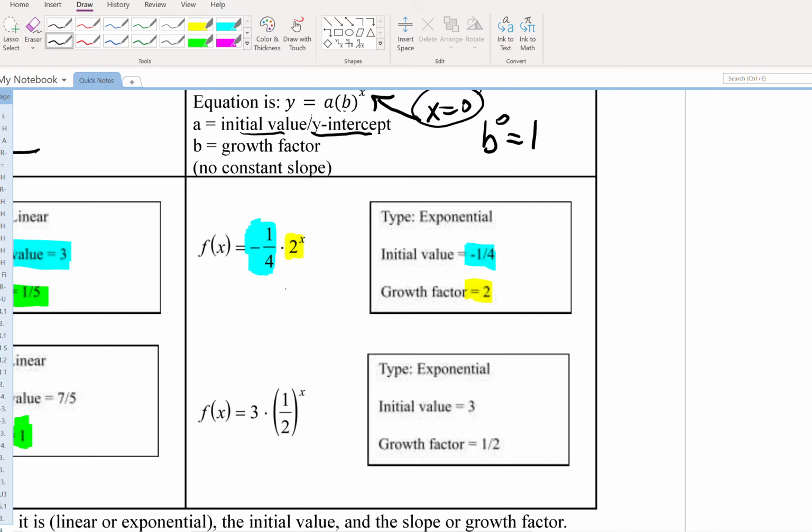So if you wanted to plot just that point, it would be the point (0, -1/4). And this is the y value, and when x is 0, that's what happens because 2 to the 0 power all just becomes 1. And then 1 times negative 1/4, negative 1/4.